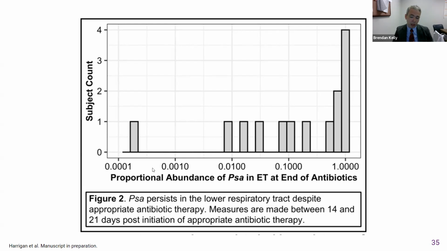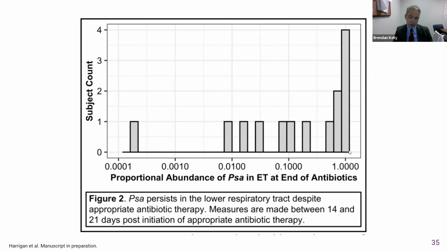And we looked at them. They had lower respiratory tract specimens collected between 14 and 21 days post initiation of appropriate antibiotic therapy. And this is looking, on a log scale, at what the Pseudomonas proportional abundance was in the lower respiratory tract after appropriate treatment, phenotypically based on sensitivity testing for their Pseudomonal infection. And you see a huge range here.